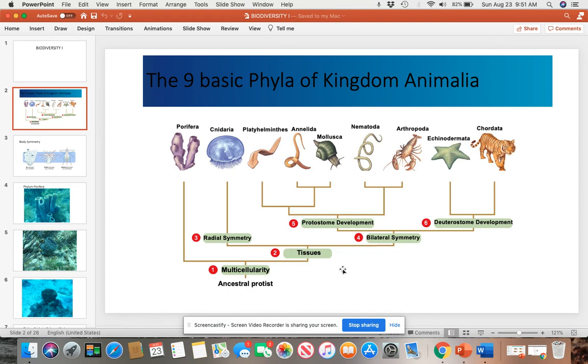We will talk about body symmetry, and we will talk a little bit about protostome and deuterostome development. Protostome development occurs when, during the embryonic development, the first opening becomes the mouth and the second opening the anus. For deuterostomes, the first opening becomes the anus and the second opening becomes the mouth.